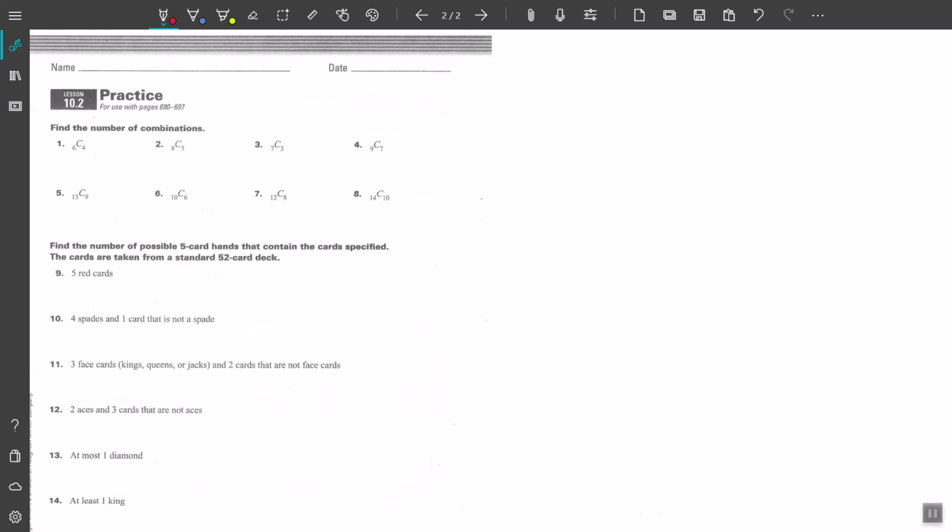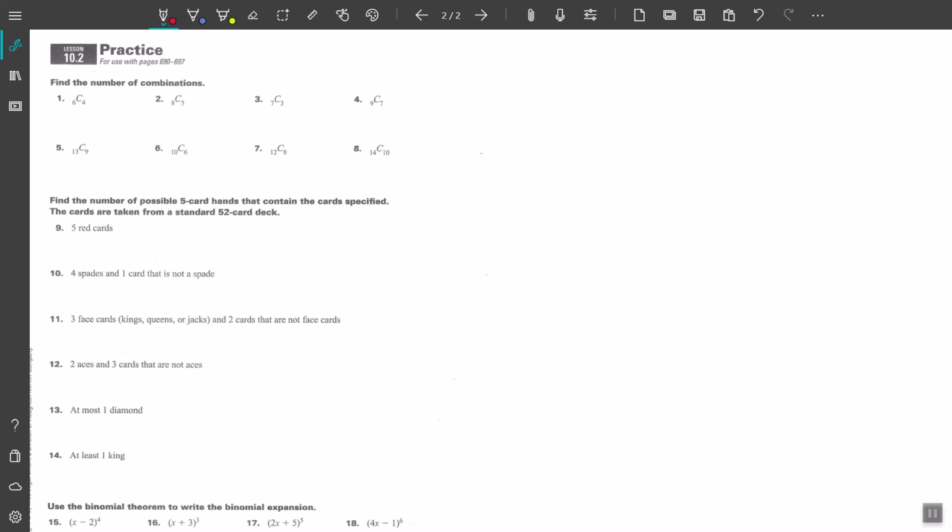So let's try number 10. 4 spades and 1 card that is not a spade. If you aren't super familiar with the deck of cards and how many suits and face cards and just the dynamics of a deck of cards, you can look in the textbook on page 690, and it has it all laid out for you and organized for you so that you can get that information quickly.